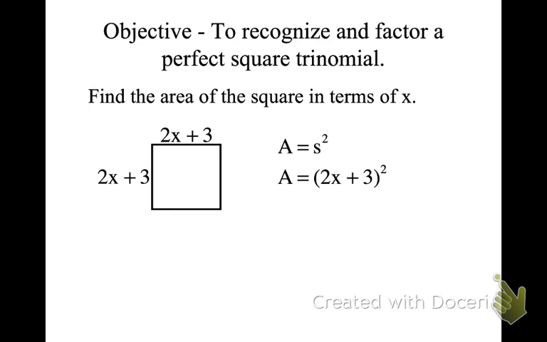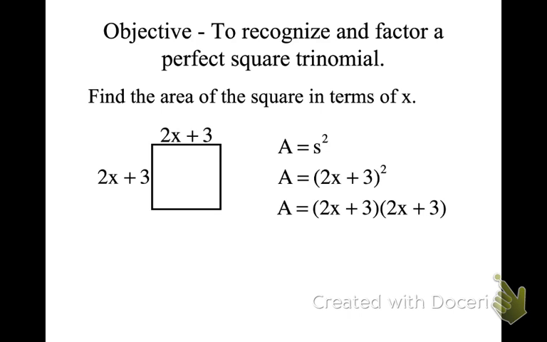So if I have a square and I'm squaring it, if I'm trying to find the area of the square, we know that if it's a square, it's the same measurement. So if that measurement is 2x plus 3, so is that. That's the same thing as writing the quantity 2x plus 3 squared. What does that really mean? 2x plus 3 times 2x plus 3.